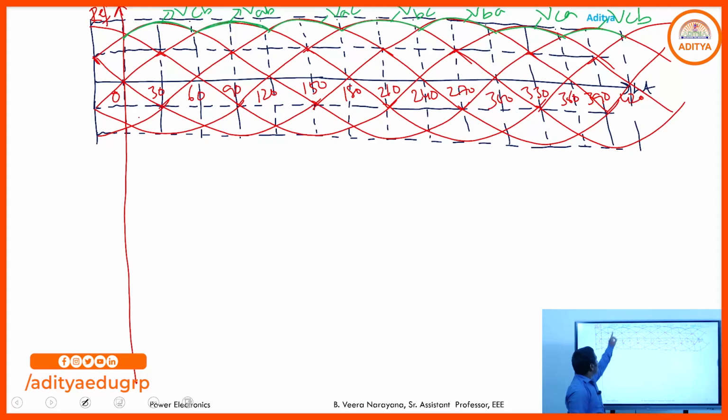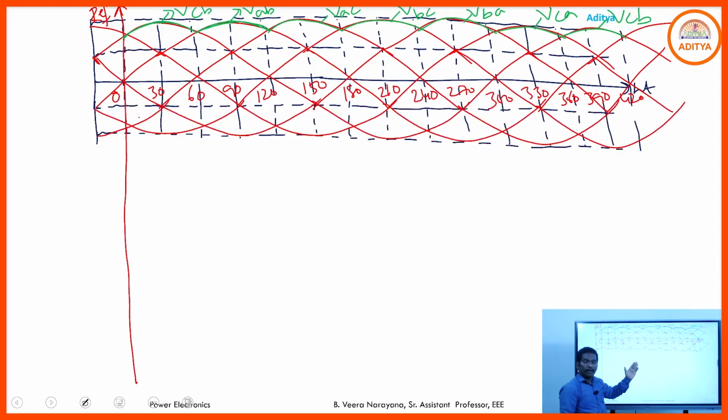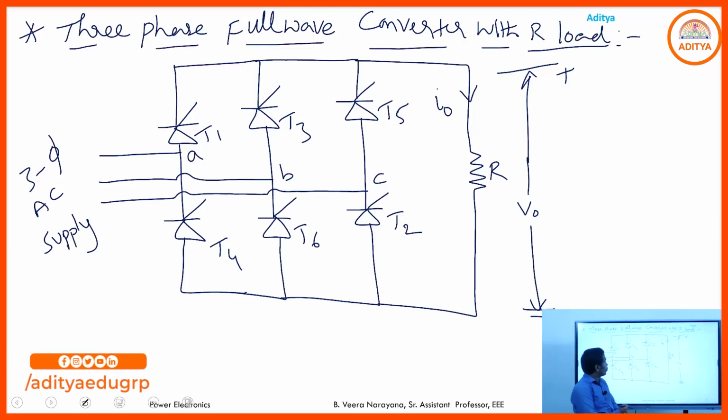So from 0 to 60, VCB is the most positive of the line voltages. Similarly, from 60 to 120, VAB is the most positive. 120 to 180, VAC is the most positive. VBC, VBA, VCA, VCB, like that. So if you understand these line voltages, then it is easy to draw the output voltage waveforms and easy to derive the average DC output voltage for this three-phase full wave converter. Right. So, coming to the circuit diagram, first we go through the three-phase full wave converter with R load.